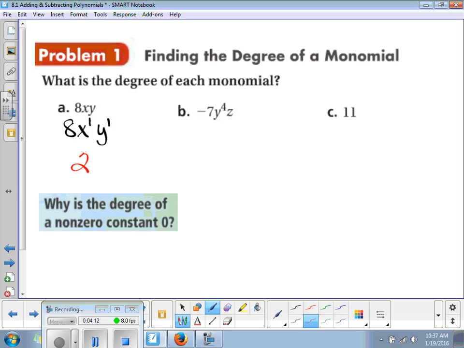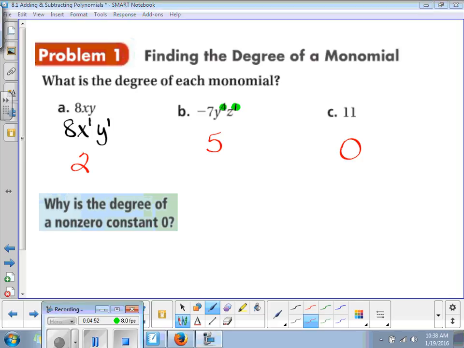For this one, the exponents are 4 and what? And 1. 4 and 1. So when we add those up, the degree is 5. That's all there is to it. This one, for letter C, it's 11. This one is 0. Very good. Because there are no variables that have exponents there. Okay?